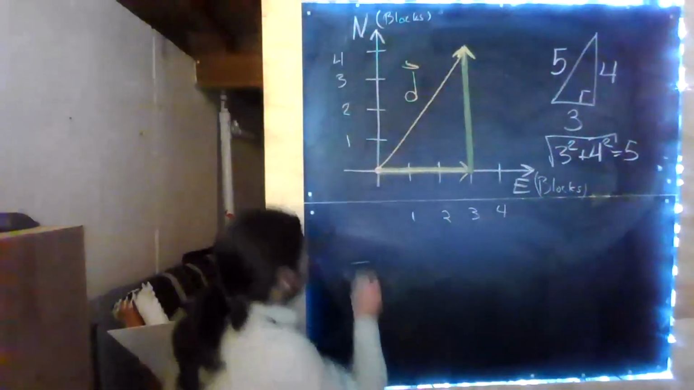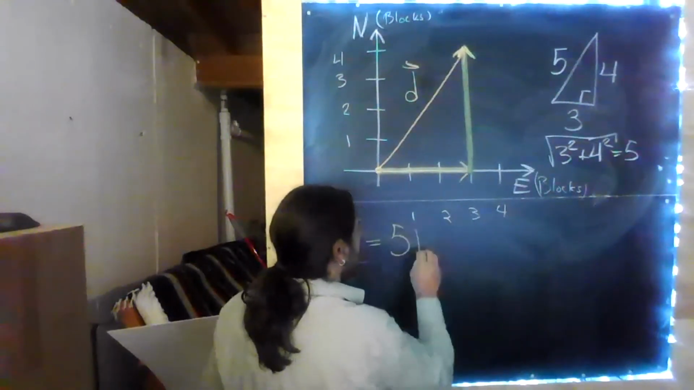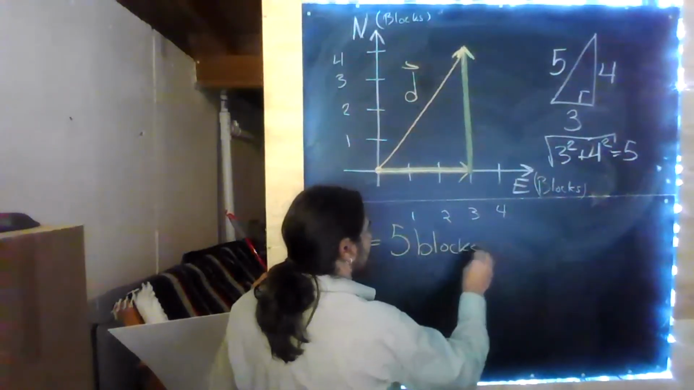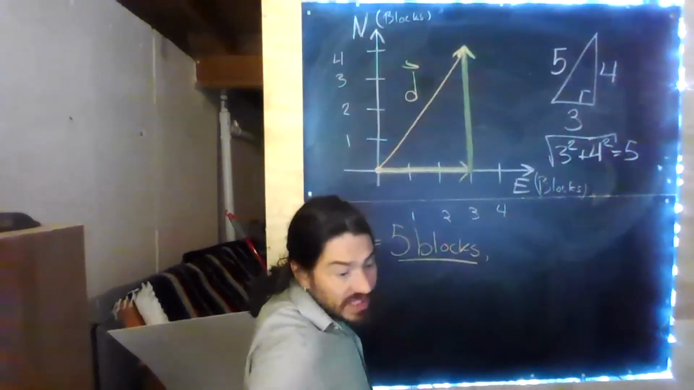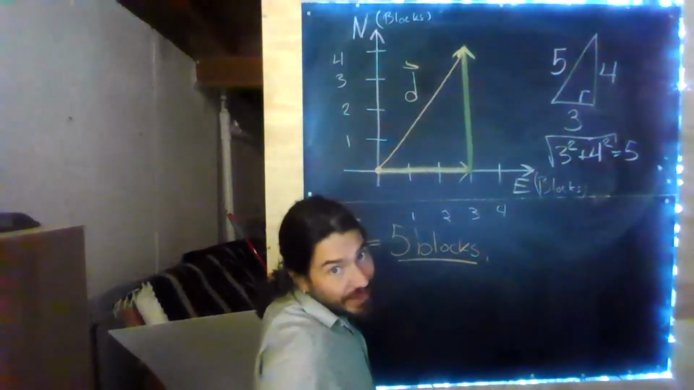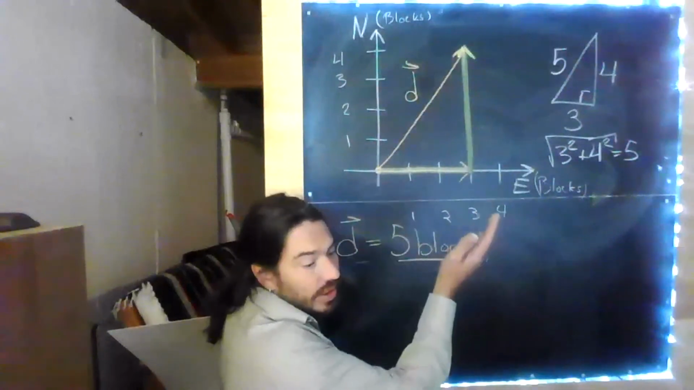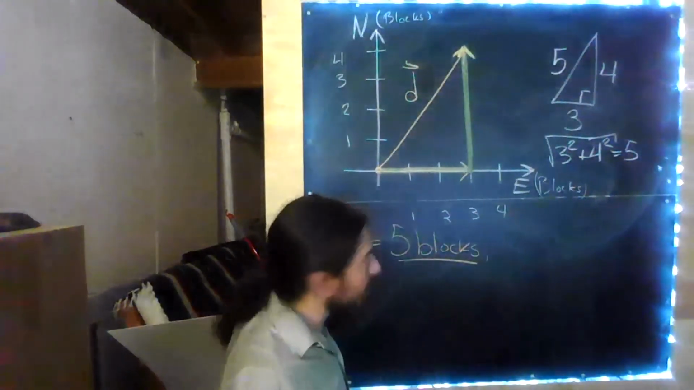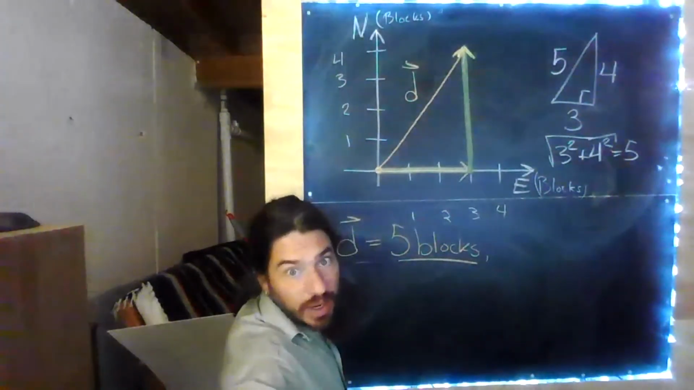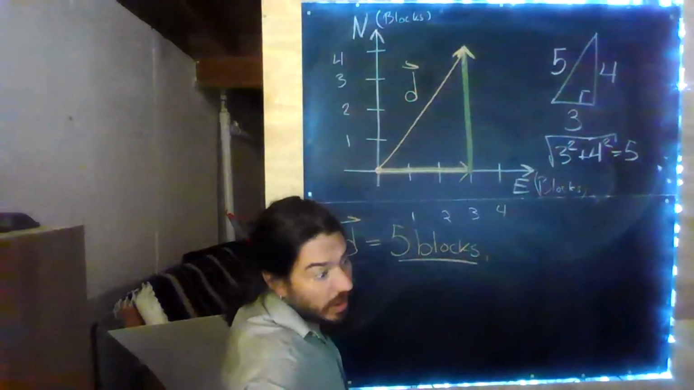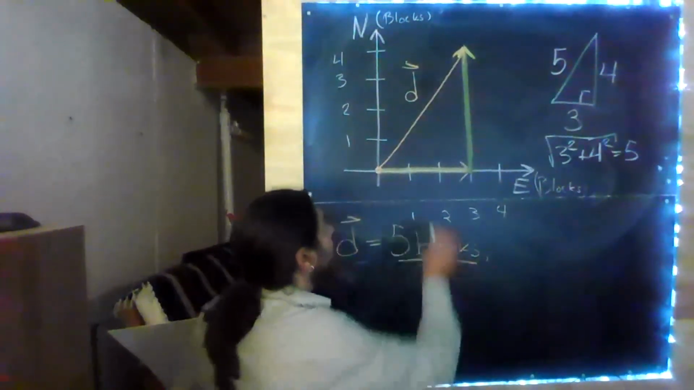So for displacement, we have 5 blocks. But I'm not done. This is the magnitude of her displacement, but it's a vector, so we need a magnitude and a direction. Now the direction, we could say, well, it's sort of a northeast-ish, and that would work. But you know, if we really wanted to be more specific about it, we really should find an angle. That's the way to specifically say what exactly is the direction.